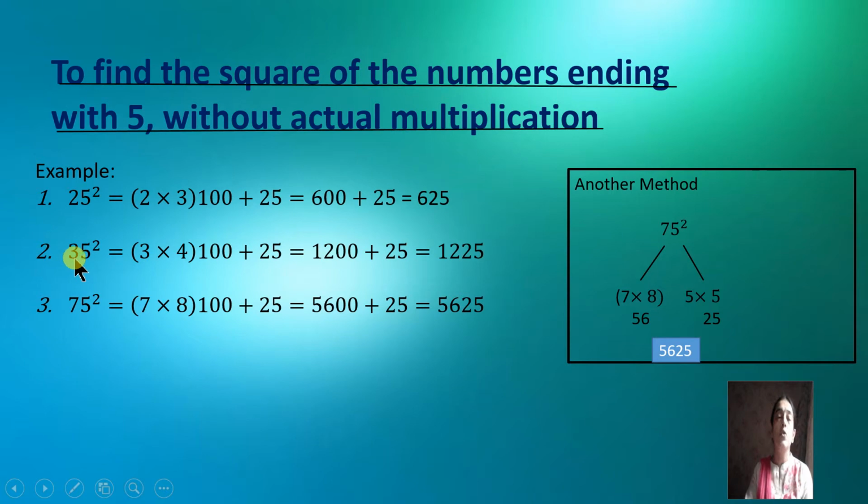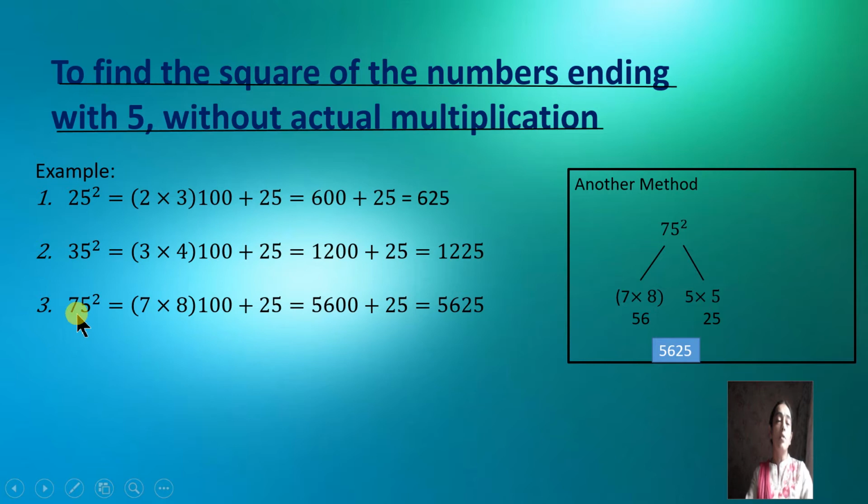So 3 into 4, preceding number. So 3 into 4 is into 100. The number which is after 3. So 3 into 4, which is 100. Sorry, it should be succeeding number. So 3 into 4 is into 100 plus 25. So it is 1200 plus 25, which is 1225.